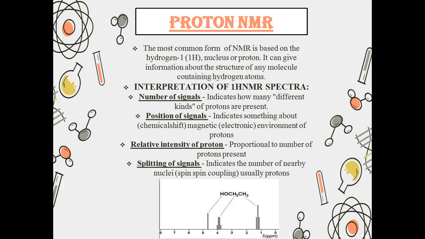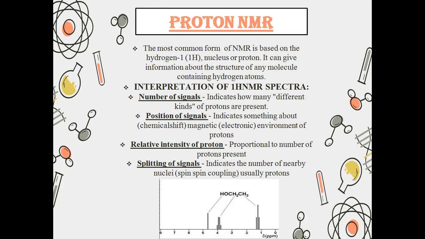And here comes the interpretation of 1H NMR spectra. Now, the things we get on NMR spectra are number of signals, then position of signals, relative intensity of protons, then splitting of signals. So the number of signals indicates how many different kinds of protons are present.